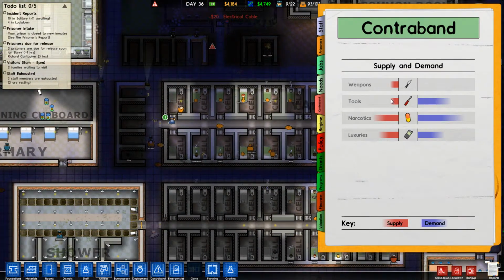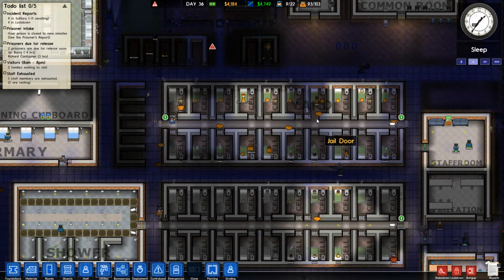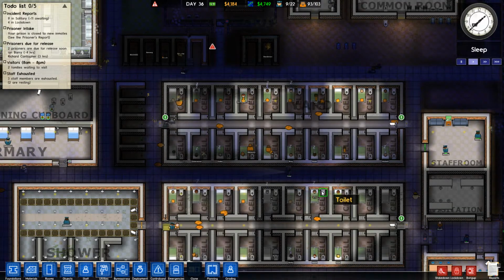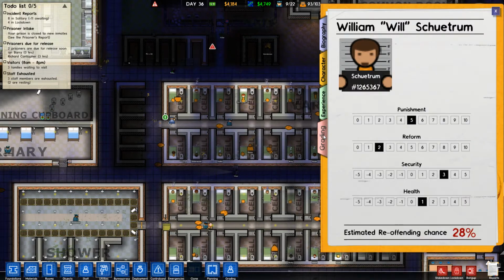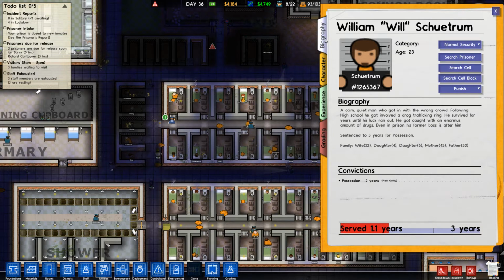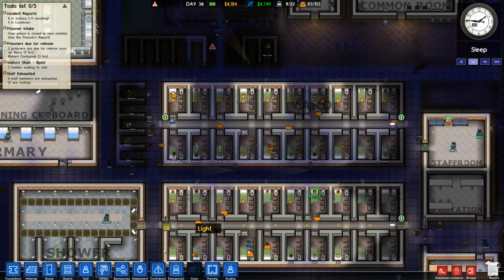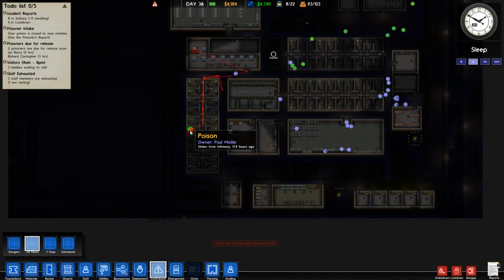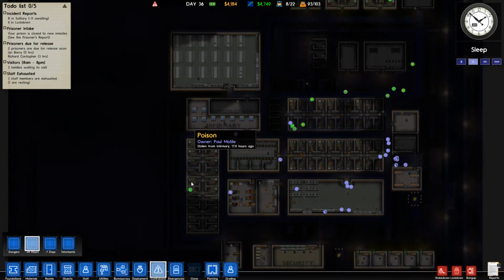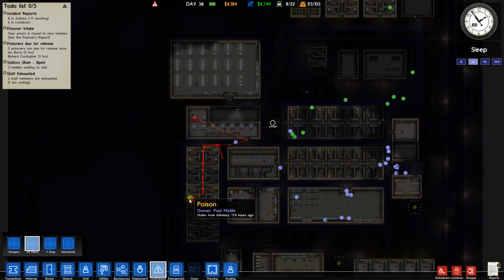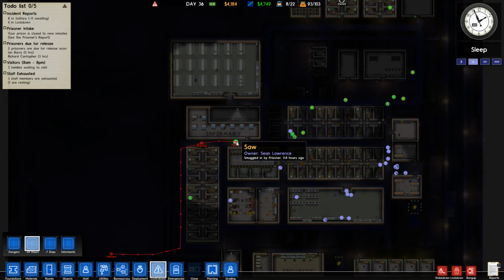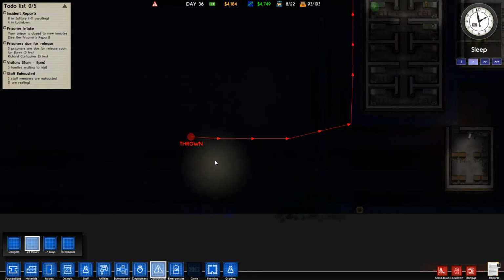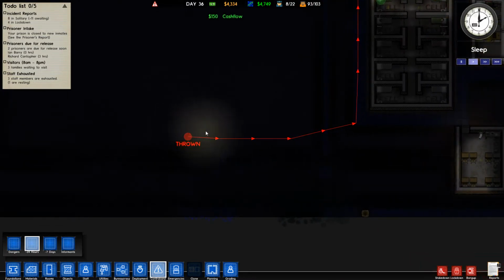I have limited the amount of tools and weapons in my prison a little bit, but narcotics is still high. Okay. Let's go back to contraband. Where has contraband been found? Poison. Stolen from the infirmary. There's a guest not there to take stuff. A saw. Sure, somebody just threw a saw over the fence.